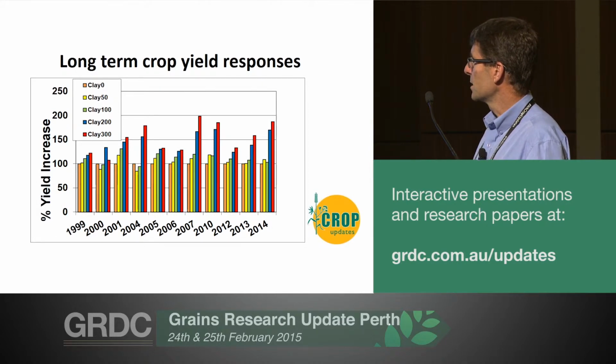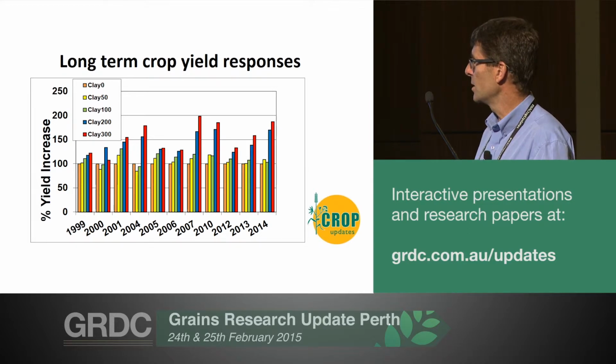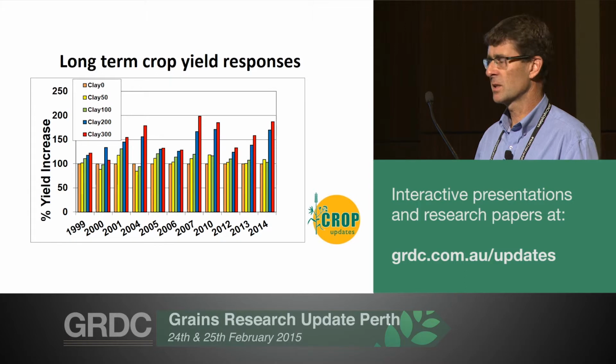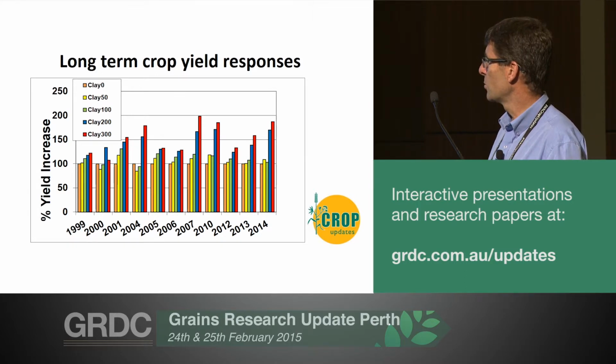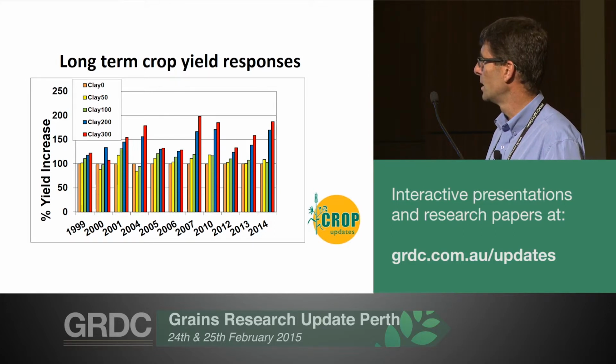A couple of things here. The first thing is that we got a response virtually in every year to the high rates of clay, beginning immediately after the clay was applied, running up to 2014. We're also seeing that the increase in production due to claying is consistent over time. No matter which sort of year or season, we're still seeing a benefit from the claying. In 2007, for instance, we got a huge increase in yield.